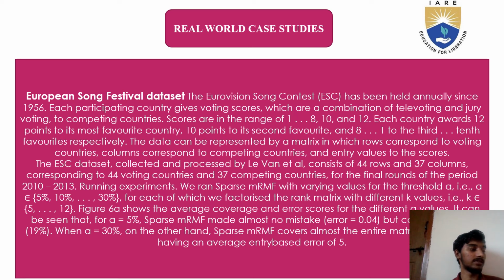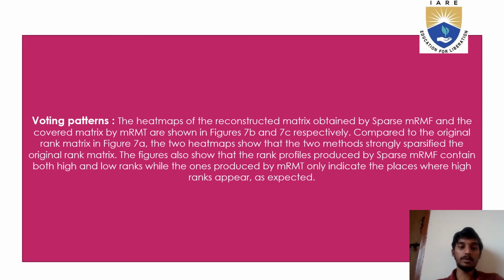It can be seen that for alpha equal to 5%, sparse MRMF made almost no mistakes, or error is equal to 0.04, but coverage is low, only 19%. When alpha is equal to 30%, on the other hand, sparse MRMF covers almost the entire matrix, 90%, while having an average entry-based error of only 5%.